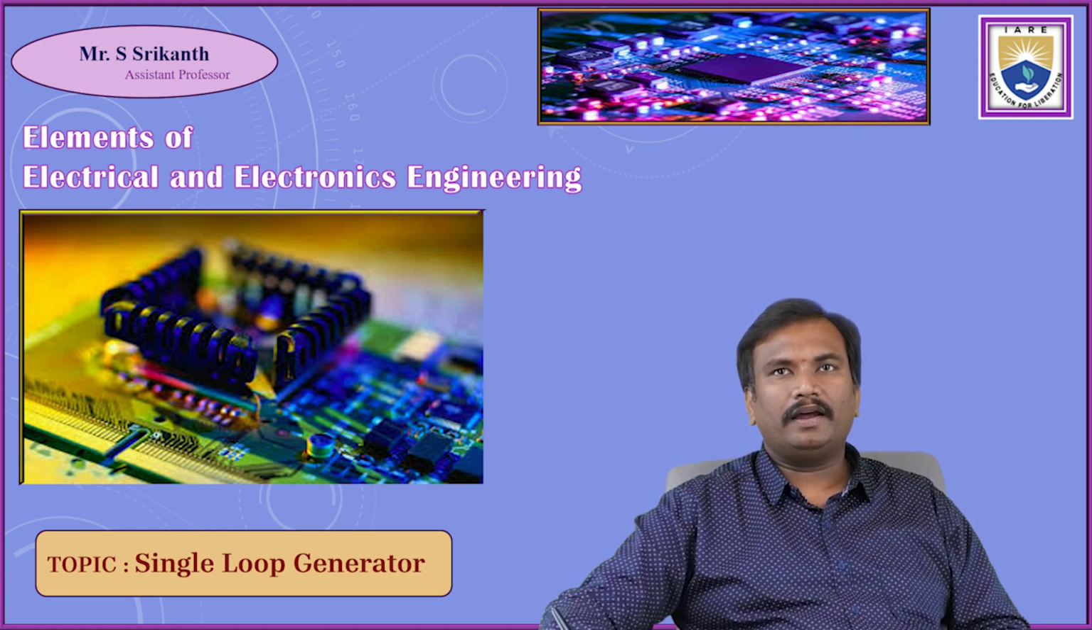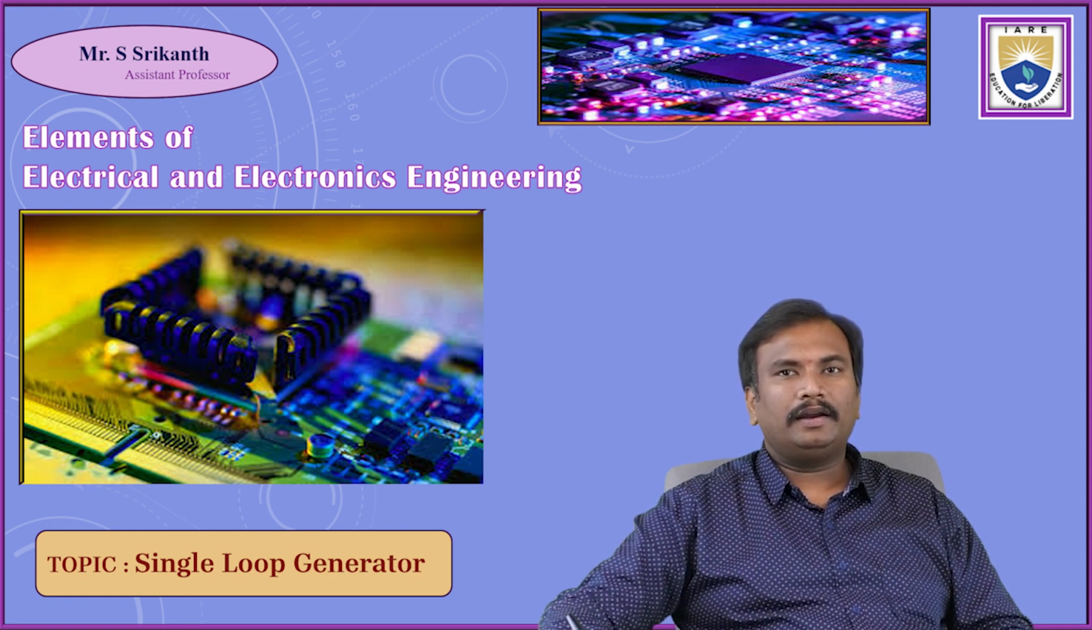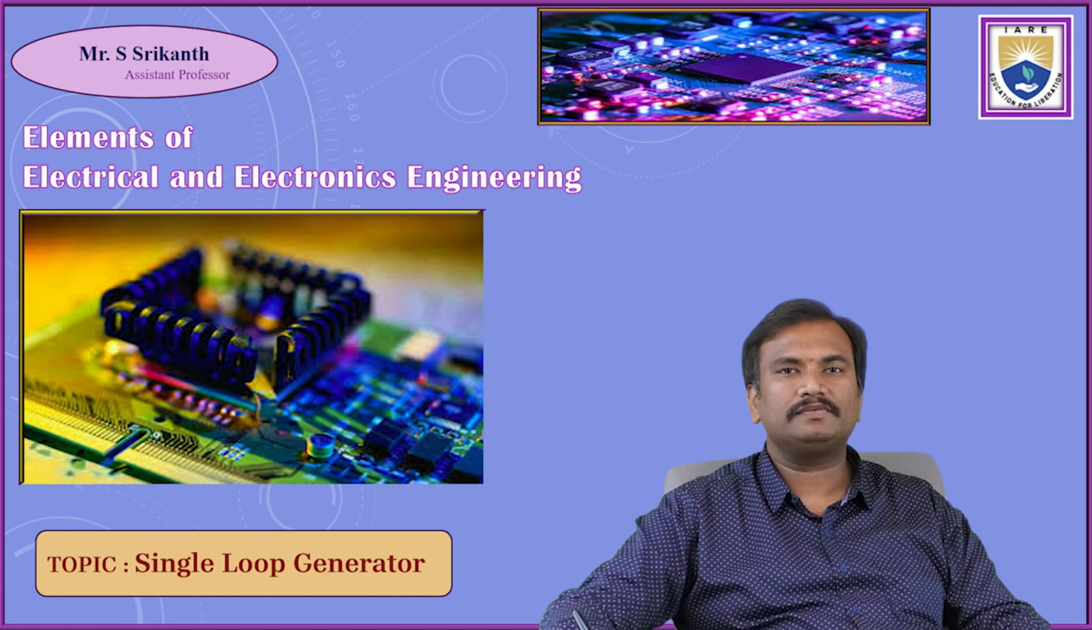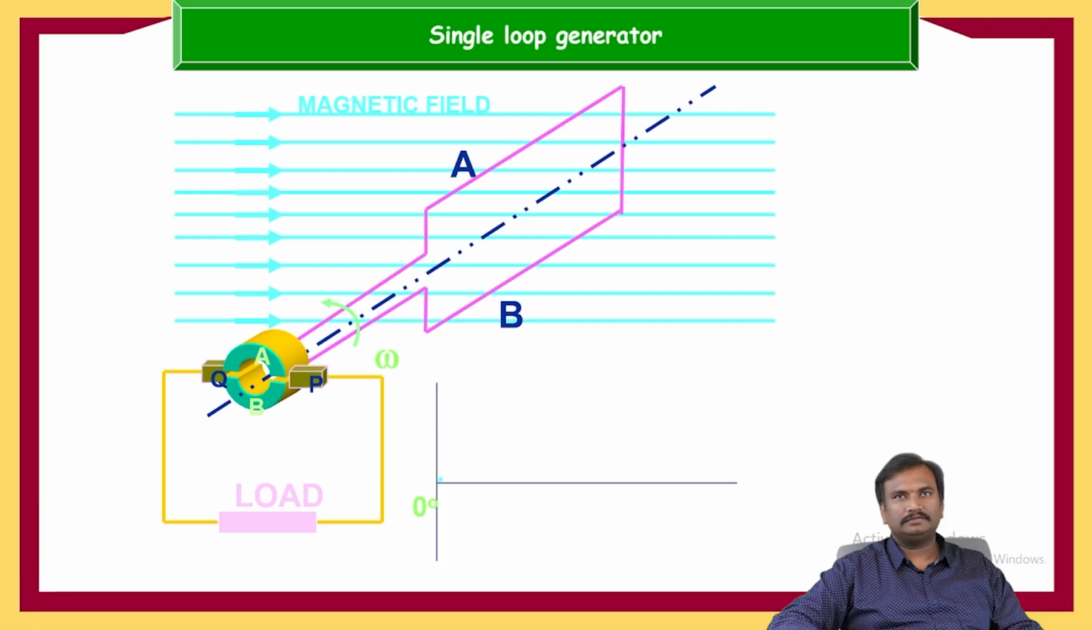In this session, I am discussing the single loop generator, the losses present in the DC generator, and how the power stages will be there in a DC generator. A single loop generator is nothing but how a voltage is generated in a single coil. In a single coil, how the voltage is building and how we are converting that particular AC component into DC, we are going to see clearly with the pictorial representation.